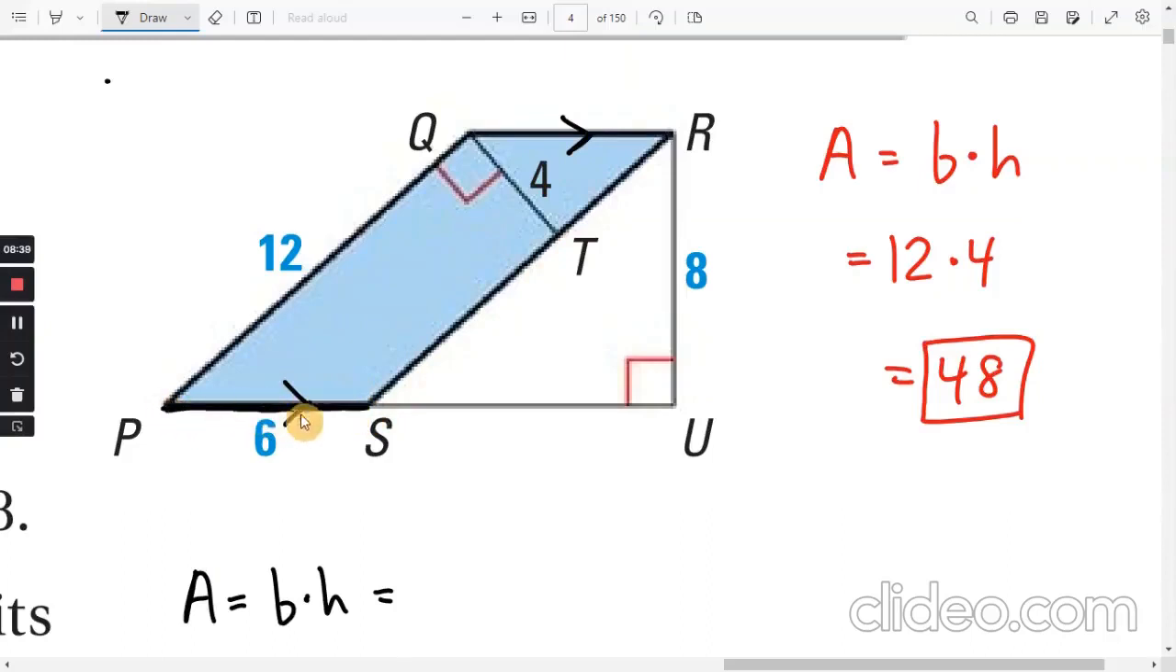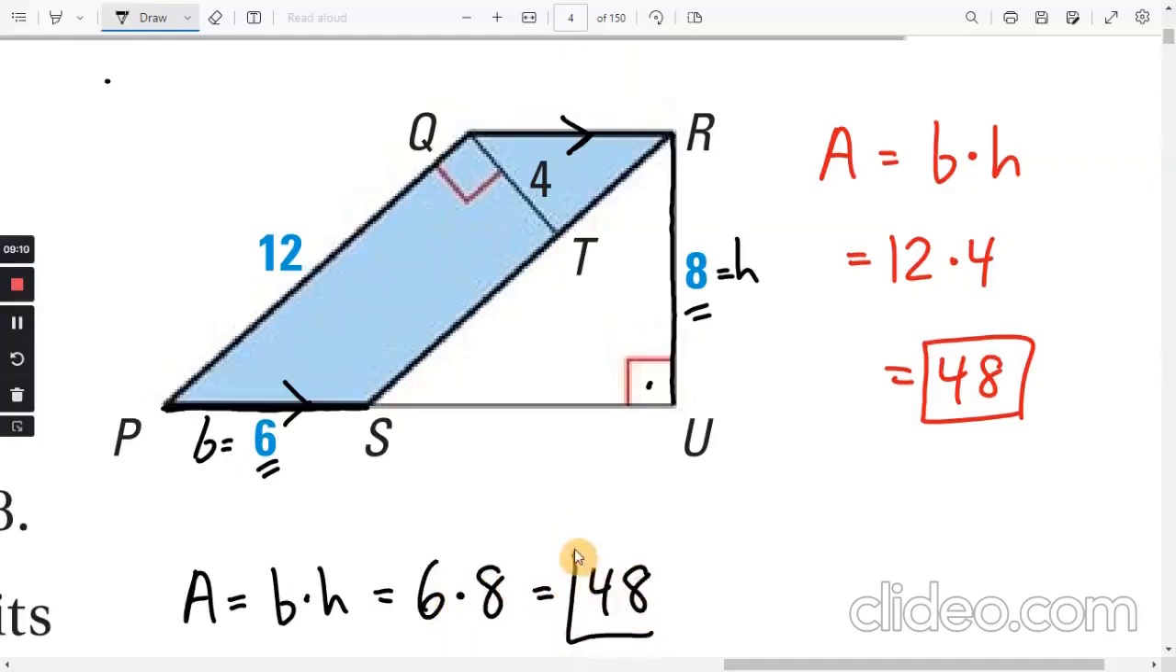So I can use this side as the base B. And then the distance between the top and the bottom, that's right here. See, they couldn't do it inside the parallelogram, so they did it outside. This distance right here, that's perpendicular to the base, that's going to be the height. So base times height, B times H, is going to be 6 times 8, and that equals 48. So you notice, even if I use different bases, I still get the same answer.